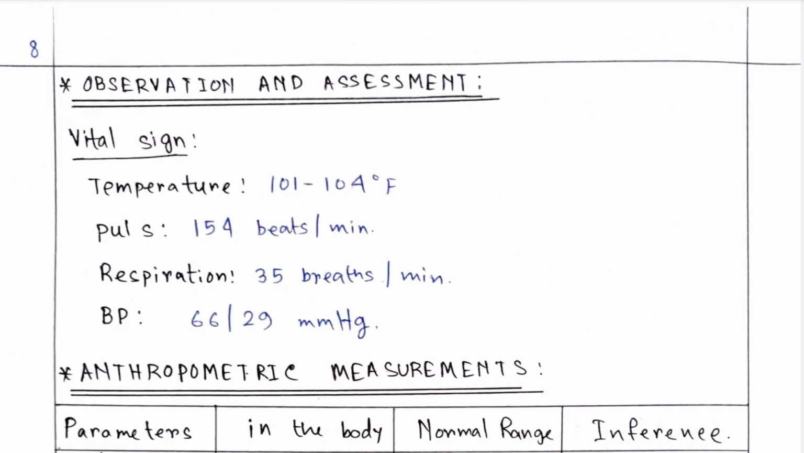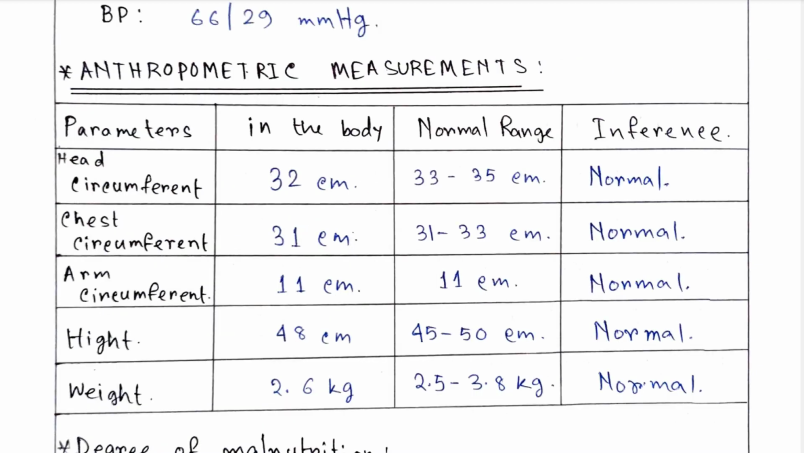Next is observation and assessment. Vital signs. Under vital signs, temperature, pulse, respiration and blood pressure are there. Next, anthropometric measurement. Head circumference 32 centimeters is normal. Chest circumference 31 centimeters is normal. Arm circumference 11 centimeters is normal. Height 48 centimeters is normal. Weight 2.6 kg is normal.